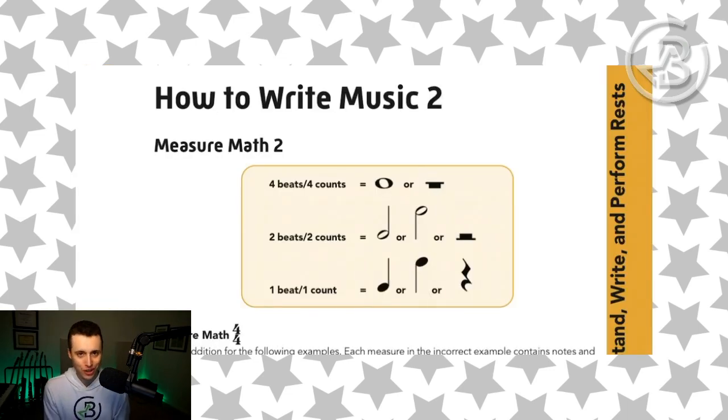In this lesson, we're going to do a deep dive into measure math once again. In measure math 2, we're actually going to use rests and notes together. So, quick recap: 4 beats or 4 counts is going to be a whole note or a whole rest. 2 beats or 2 counts is going to be a half rest or a half note. And 1 beat or 1 count is going to be a quarter rest or a quarter note.